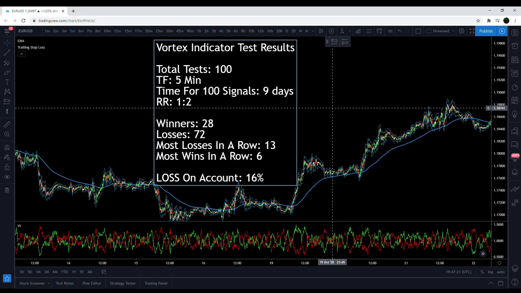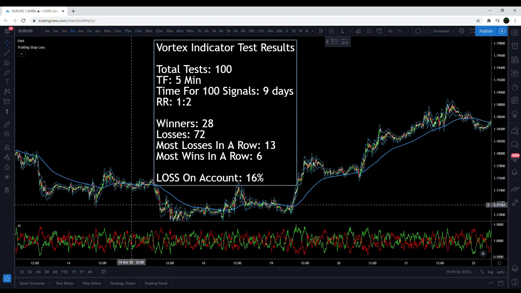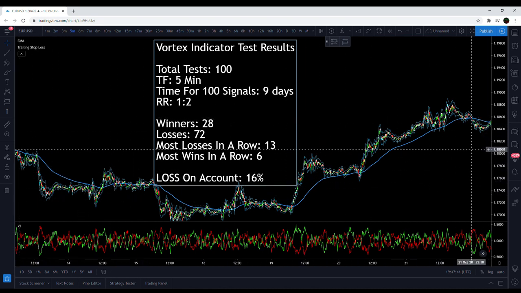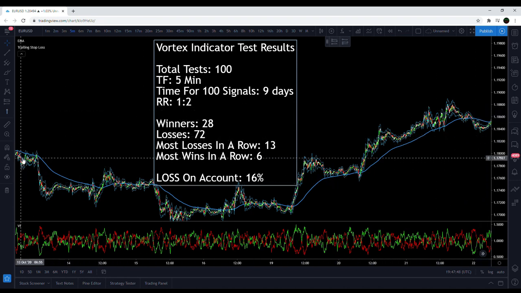Using that 1-to-2 risk-reward ratio, there were only 28 winners, 72 losses, with the most losses in a row being 13, most wins in a row only 6. The loss on the account was 16% over this series of signals. And what I have up on the screen right now is all the price data that I tested, from the 13th to 22nd of October 2020.